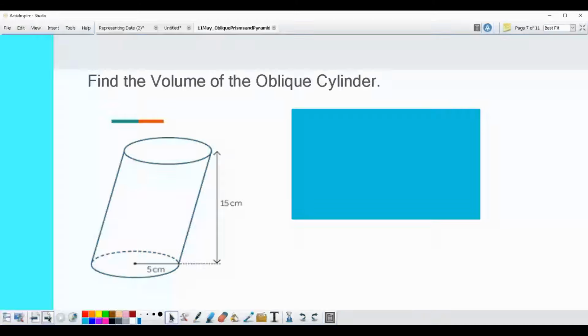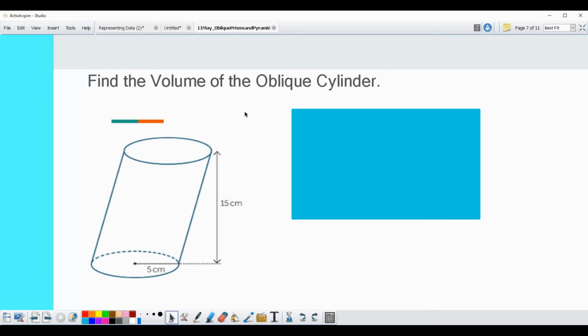Well, as some of you may have guessed, the volume of the two figures is exactly the same. The only difference is that we've slanted one. If we were to make it perpendicular again, instead of at that slanted angle, they would have the exact same volume. So what we do to find the volume, and we're going to look at an oblique cylinder, but it's the same for a prism.